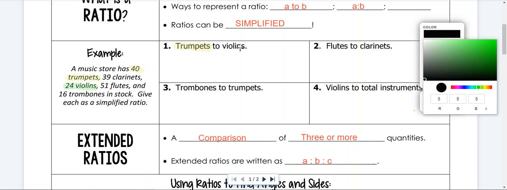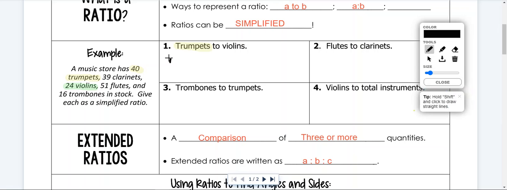So trumpets to violins, if it helps you keep it straight which one's on top and what's on the bottom, you can always make yourself a little word key right here. T over V, trumpets over violins. And then I would put my 40 in the top for trumpets, and then that will be over the 24 violins.